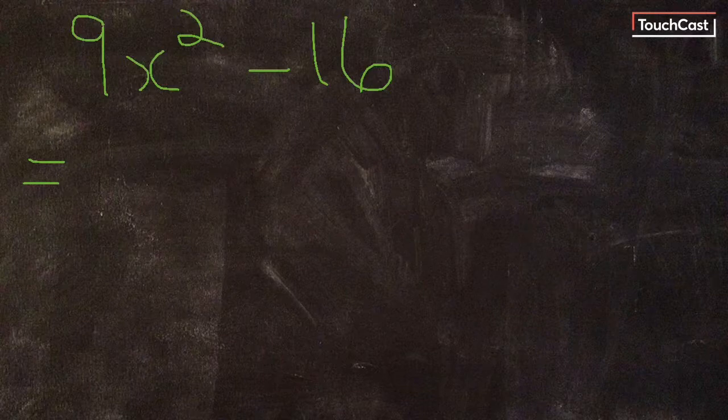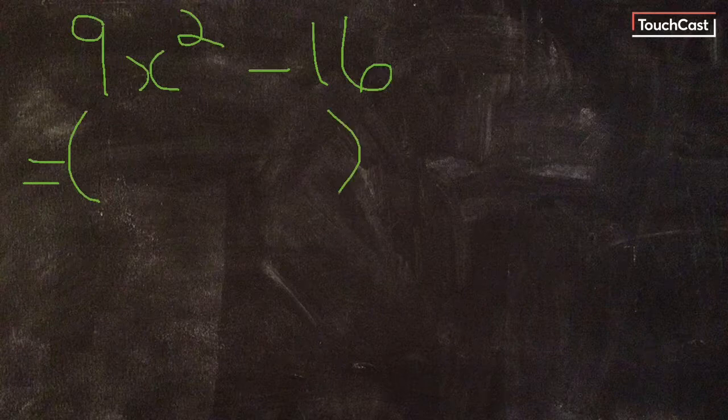Is there a common factor to both terms? In this case, there is not. But in this case, we have a special type of factoring called a difference of squares. What that means is we have two different terms. We're subtracting one term from the other term, and each of those terms is a square term, meaning it has a square root. If I look at these two terms, I know that this is a difference of squares because the square root of 9 is 3 and the square root of 16 is 4.